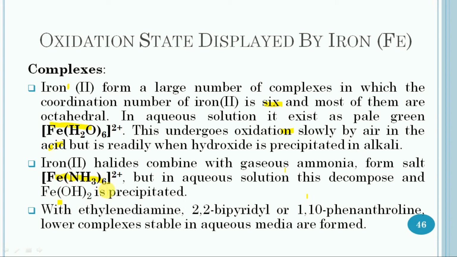Iron 2 halides combine with gaseous ammonia to form the salt with this formula having 6 ammonia ligands, but in aqueous solution it decomposes and iron hydroxide is precipitated. With other ligands like ethylenediamine, 2,2-bipyridine or 1,10-phenanthroline, lower complexes stable in aqueous media are formed.